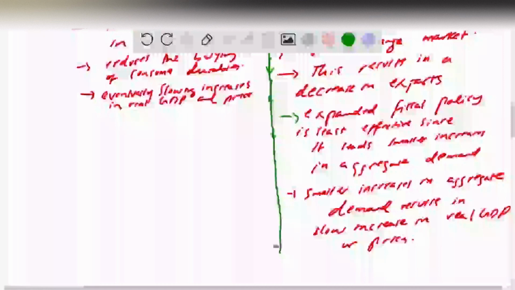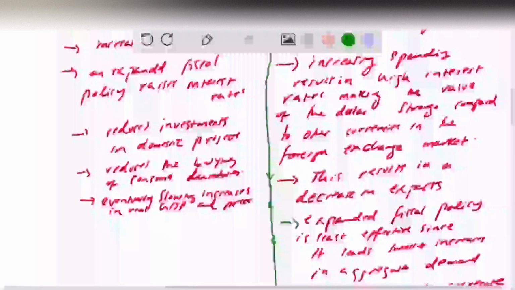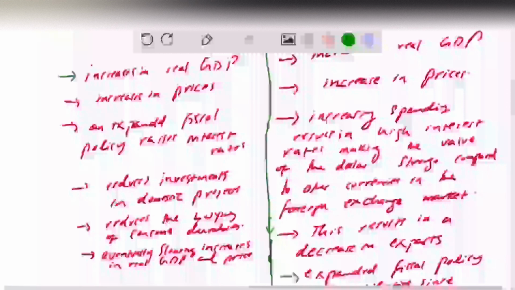So once again, we have this problem, and we compare the closed economy and the open economy, and the impacts of government spending. In the case of the open economy, the effects are coming from outside countries in the forex exchange market, where the value of the dollar goes up because of higher interest rates. In the case of the closed economy, you still have increases in real GDP, prices, and aggregate demand. But the problem is that it reduces local investment in domestic projects, and consumers' purchasing power also goes down.